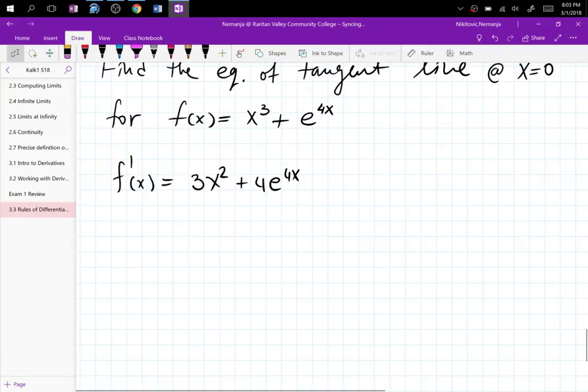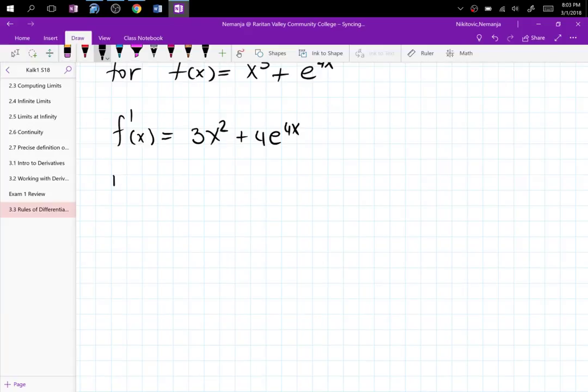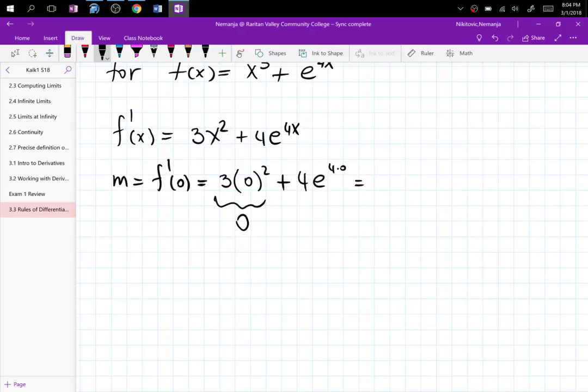The next step is to compute the slope by plugging in the number 0 in this case. So we plug in 0, and I get 3 times 0 squared plus 4 times e to the 4 times 0. What I get is 0 for the first one. This is also 0. E to the 0 is 1. So what I have is 0 plus 4 times 1, and the whole thing is 4, so slope is 4. We calculated slope as 4.